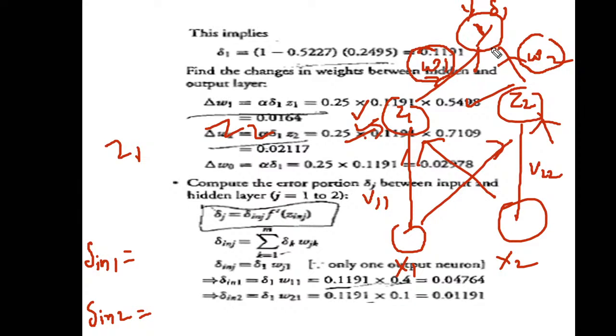For Z1, delta 1 is coming, multiplied by the weight W1. Actually it's W11 or W1. Similarly here we have only one weight, that is W21, or you can say W2. So we simply multiply delta 1, which we had as 0.1191, by this particular weight, which is 0.4.